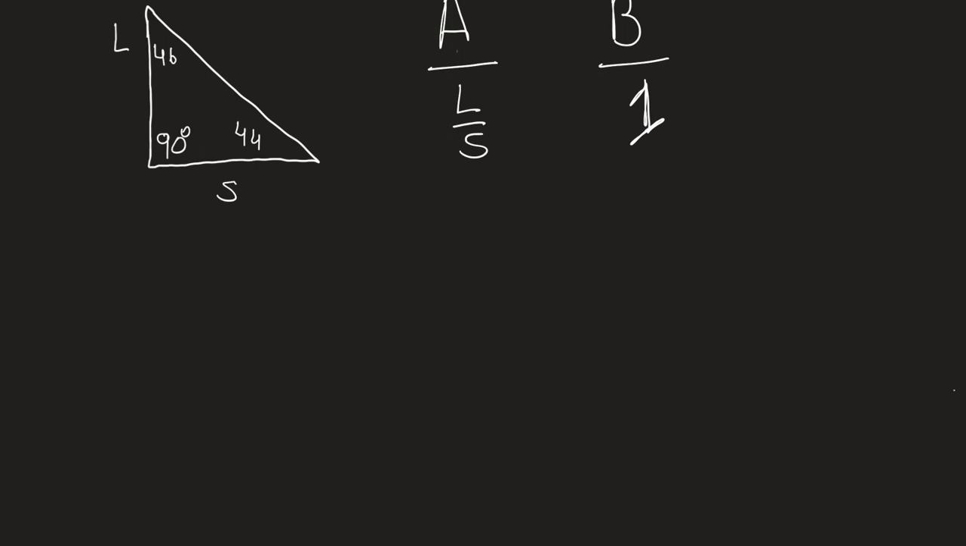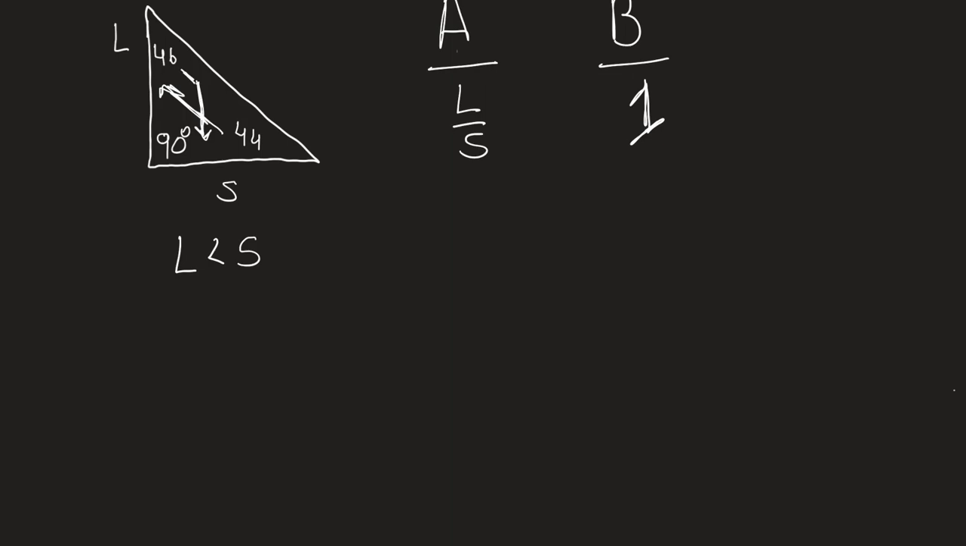Now, here's the thing. You have to know that the bigger the angle, the bigger the side. So in this case, 44 is pointing that way and 46 is pointing this way. What does that imply? It means that L will always be less than S. And again, that's because the bigger the angle, the bigger the side.